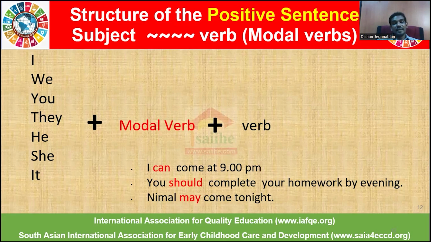Now, when I say I can come at 9 p.m., it is a possibility, it is not sure. That means I can, or sometimes I may not be able to make it. But you should complete your homework by evening. That is a command. You have to do it. Nimal may come tonight. Likewise, it is also a possibility. It could happen or may not happen.